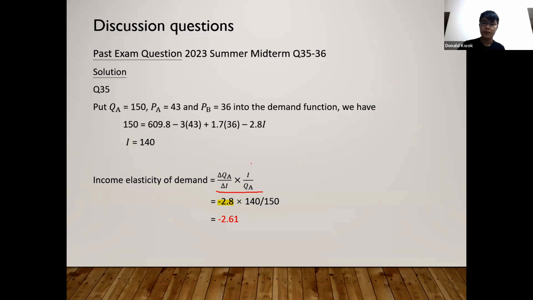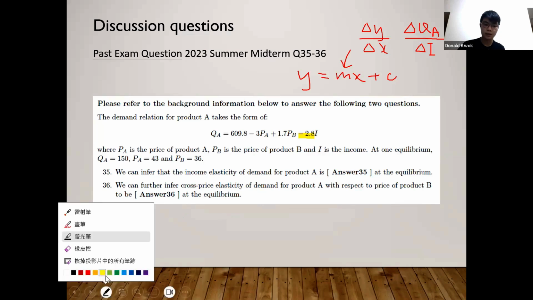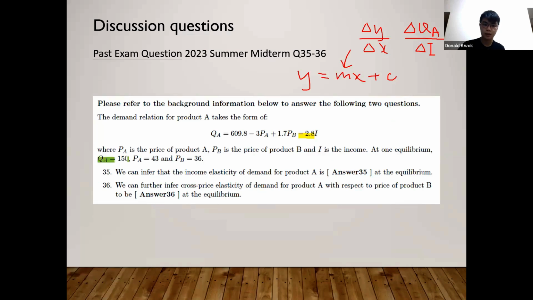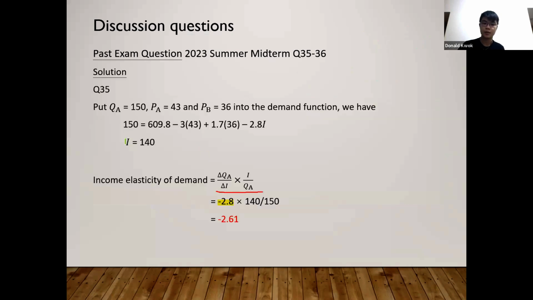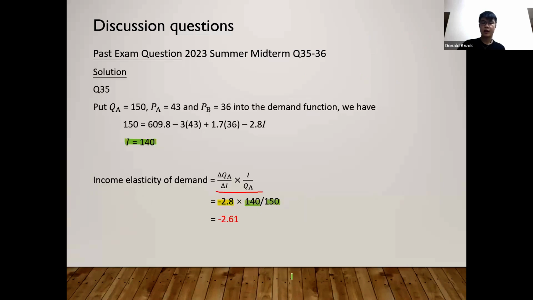All right, so how can we find the variable I here? Although it's not directly given, we can plug all the price and quantity information back into the demand function. Then we will have the value of the income, which is 140. And finally, for QA, it is already directly given as 150, so we can use it directly. And we can calculate the income elasticity of demand to be negative 2.61.